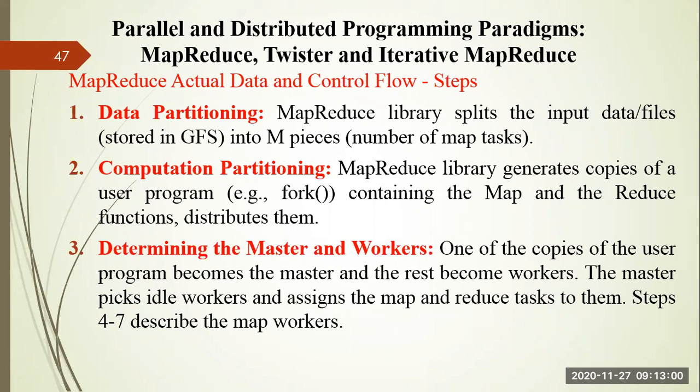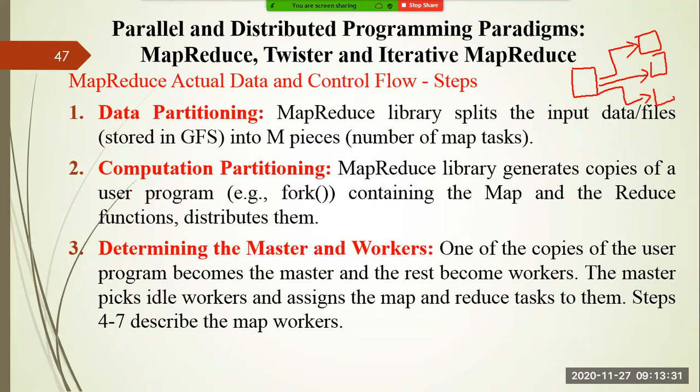The very first step is called data partitioning. I told you partitioning is of two types: one is data partitioning, another is computation partitioning. So what is MapReduce doing? The MapReduce library splits the input file, whatever input file you have given, generally stored in the Google File System, into M pieces. Partitioning means you are dividing your work into multiple parts. That is the first step, called data partitioning.